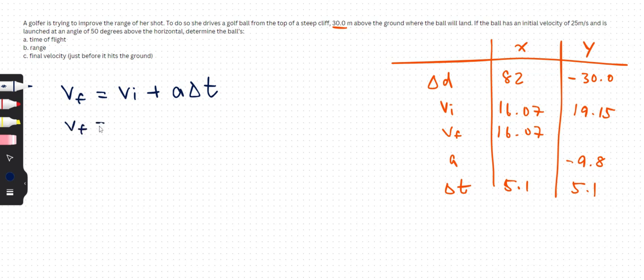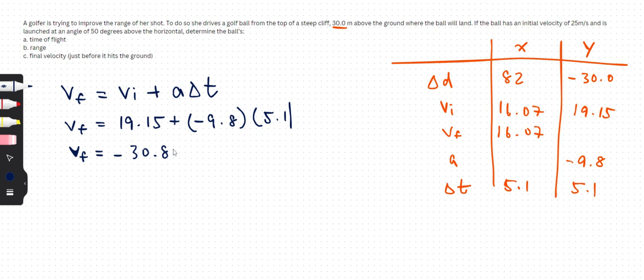So VF equals VI, which is 19.15, plus negative 9.8 times 5.1. Let me do this in my calculator. And I got negative 30.83. So this is the final velocity of the y component.